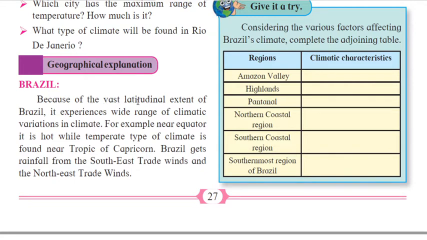Because of the vast latitudinal extent of Brazil, it experiences a wide range of climate variations in climate.